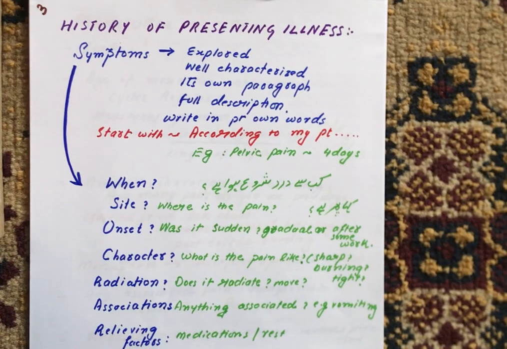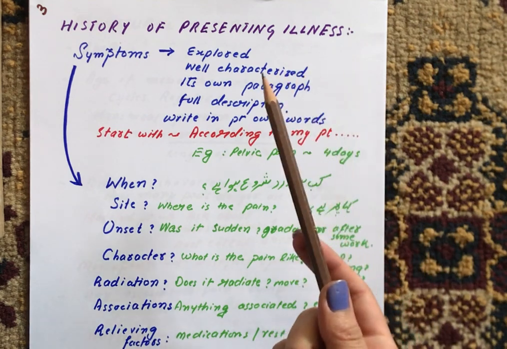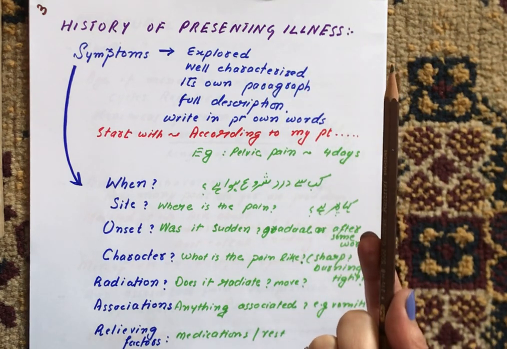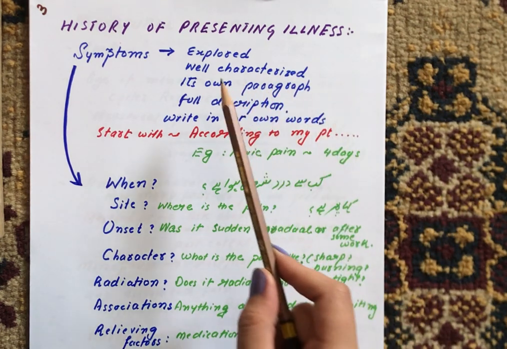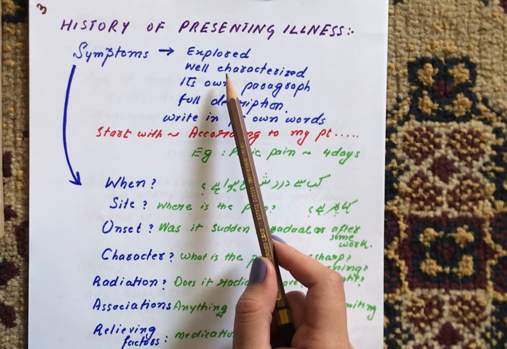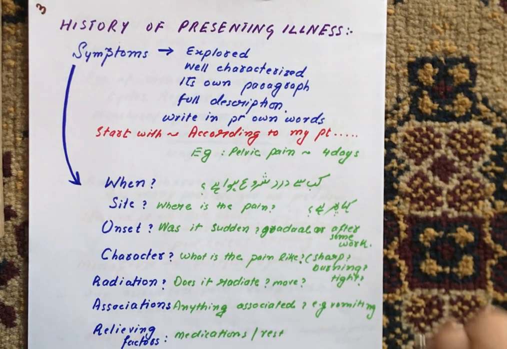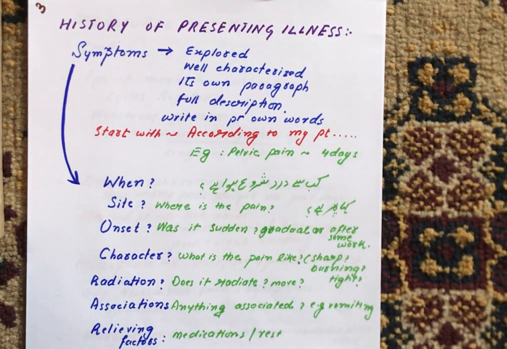History of presenting illness. This is the part where you have to write the stories. These are the principal symptoms that cause the patient to seek medical attention. Each principal symptom should be explained, explored, and well characterized. Each symptom merits its own paragraph with full description, and make sure to use the patient's own words. And you can start your paragraph with "according to the patient," or "according to my patient."